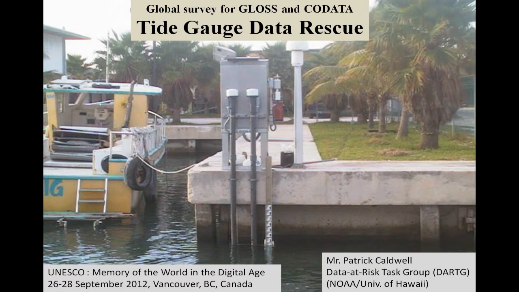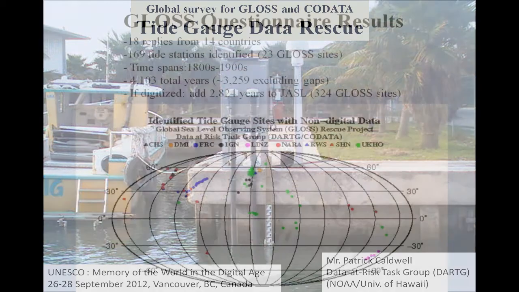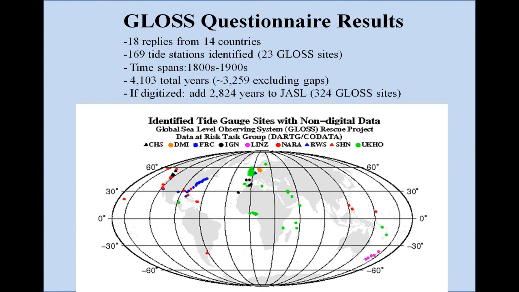Now, globally, Pat Caldwell has been doing a global survey with questionnaire survey as part of GLOSS, and also an organisation called CoData, which is the club of data people. And he's identified 4,000 station years of data which could be rescued, tide gauge charts which could be rescued if we had the resources to do that. Shown in these places, like so. But these actually include the Talc and J US data I mentioned before.